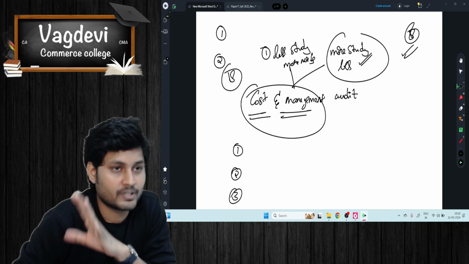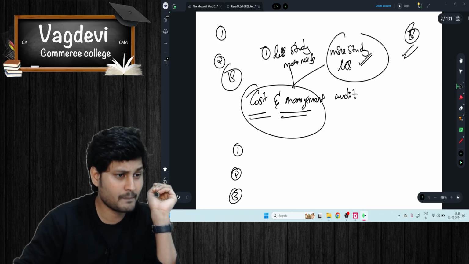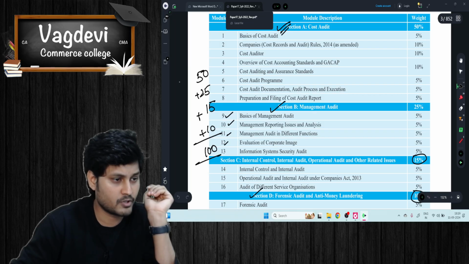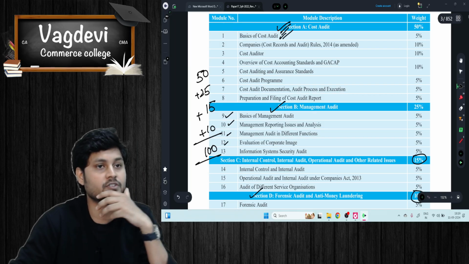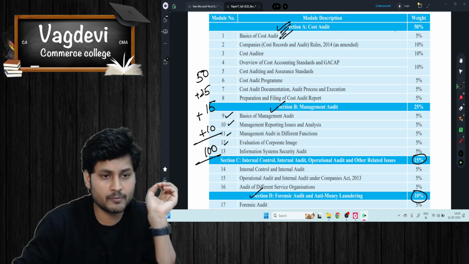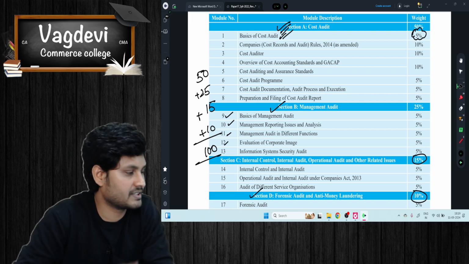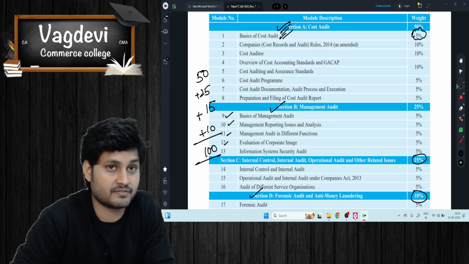That's it. Okay, so the first section I am going to start now, that is basics. First module, basics of cost audit. The area of discussion today is basics of cost audit. How many marks will it carry? 5%. 5 marks out of 100. 5 marks will be there from this first section itself.